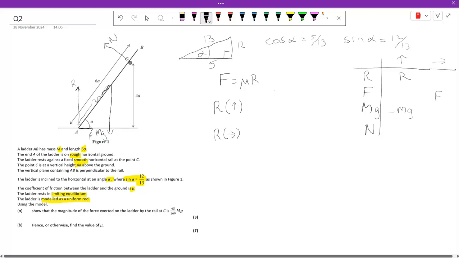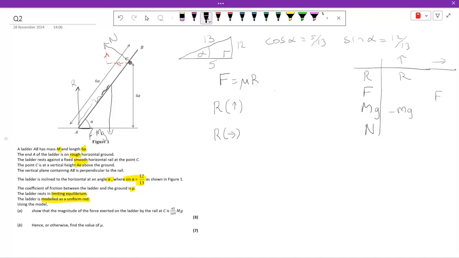Right. Now N needs its triangle. When you're resolving horizontally and vertically, it's like finding the i and j components. So you draw horizontal and vertical lines. And it's important to put the arrows on there, because then you know the direction. That is important when we put it into our resultant equation.